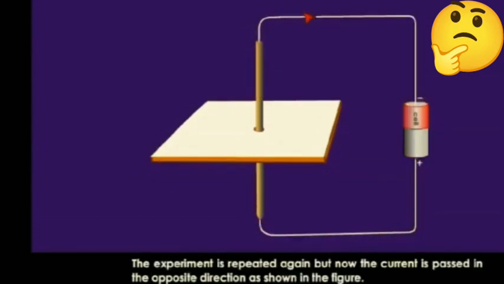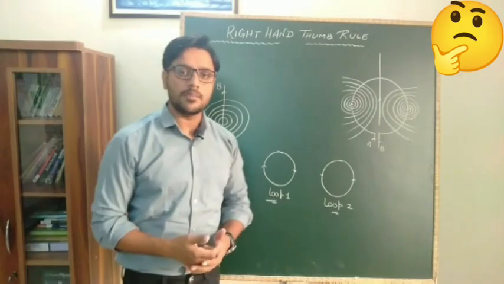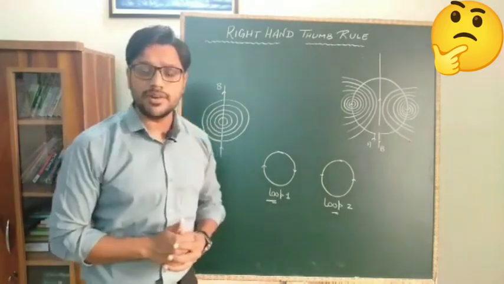If we repeat the experiment, but now the current is passed in the opposite direction, meaning bottom to top in the wire, then the lines of force will be in anti-clockwise direction. We can apply the right hand thumb rule to find the direction of magnetic field lines.